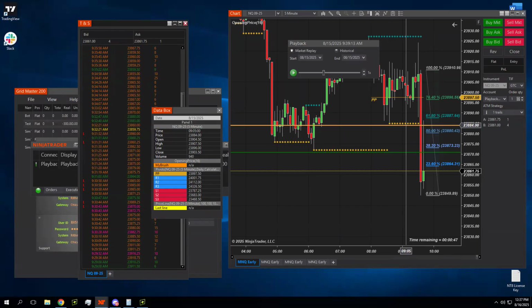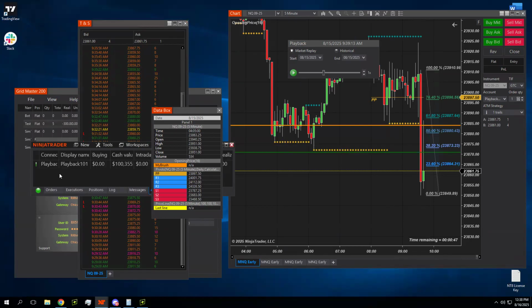So the market came all the way back up to that one and then went down a lot. I could have got more than that, but the way my trail was set up, it just trailed a little closer than the market moved. But that's cool though.